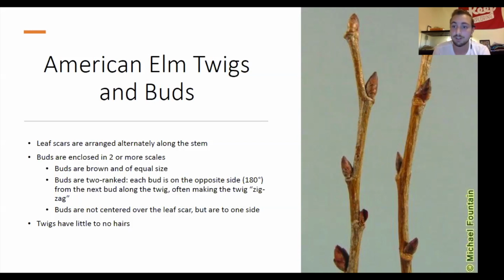And they're usually not centered over the leaf scar. You can see that the tip of this bud is not centered over the leaf scar. They're a little bit askew. This is another very characteristic feature of elms. And the twigs have little to no hairs on them. So they're very smooth, or in botanical terminology, glabrous.